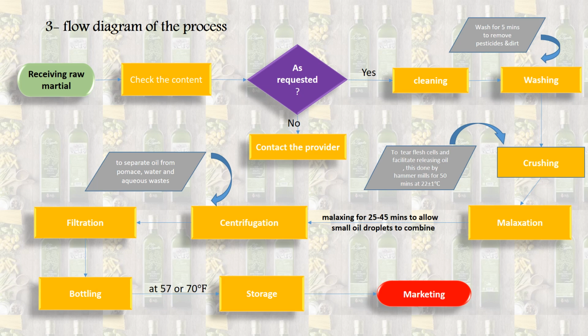They are malaxed for 25 to 45 minutes to allow small oil droplets to combine together. After that, we go to centrifugation. Centrifugation is done to separate oil from pomace, water, and aqueous wastes. Then we have filtration to filter our oil from any foreign matter that may be found with it. Then the filtrate goes to the bottling section at 57 to 70 Fahrenheit. Then it is stored at the conditions we mentioned before. Then the bottles head to the market to be available for the consumers.